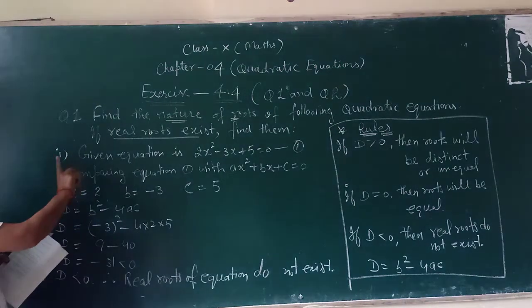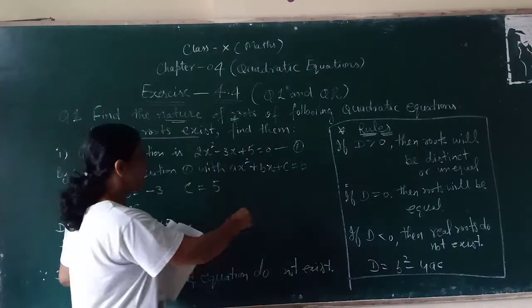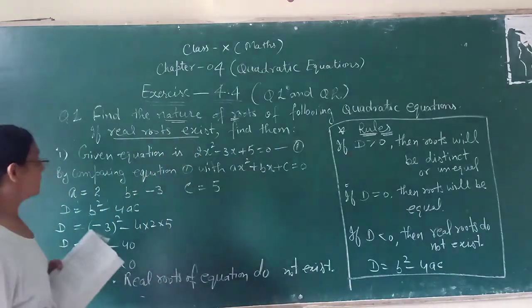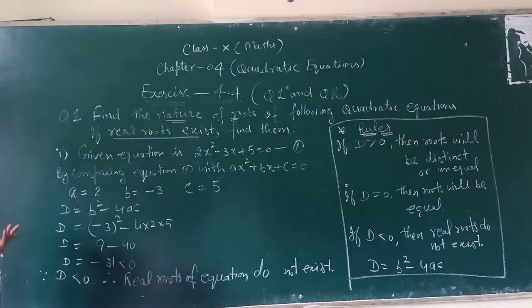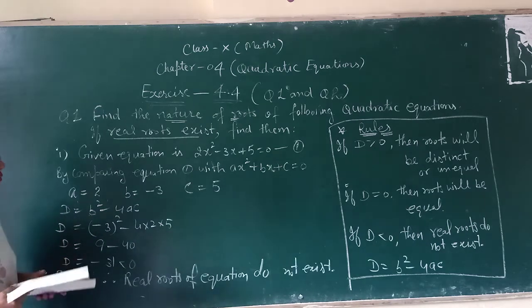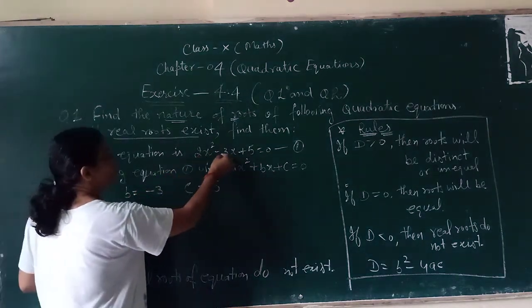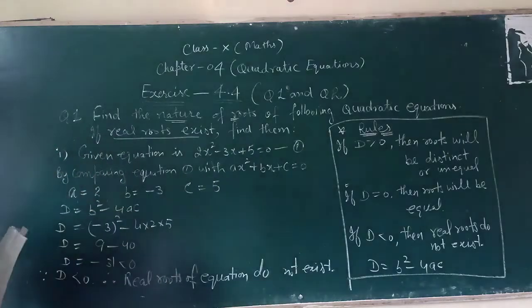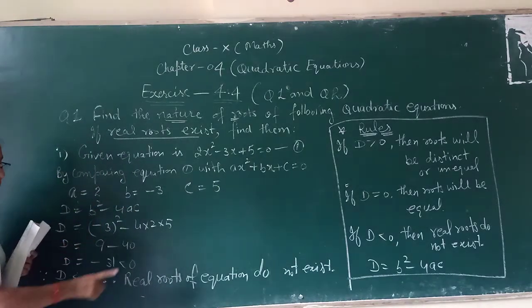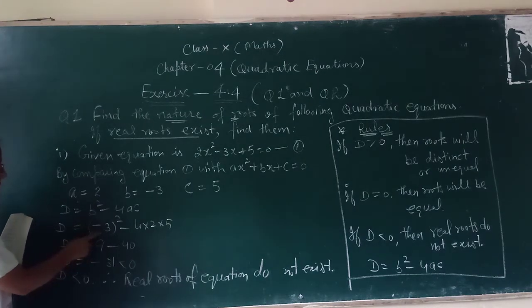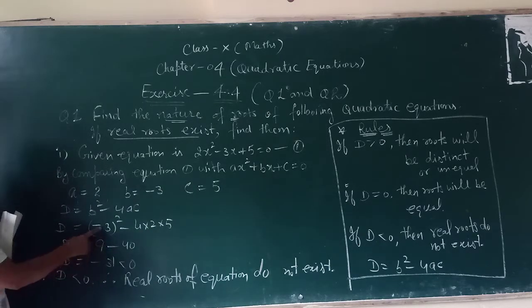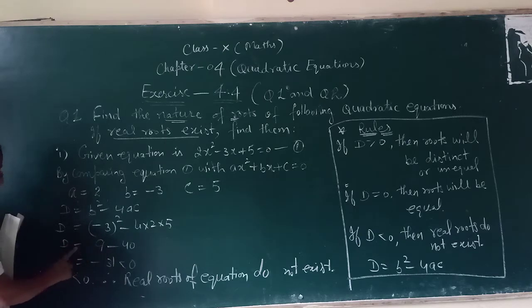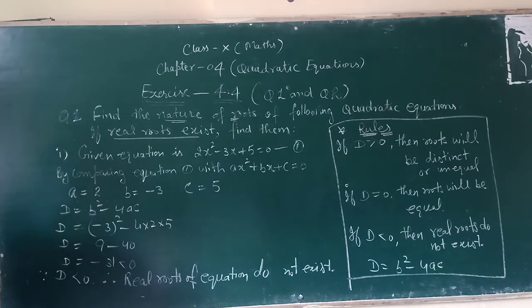So in the first question, first part, the equation is given: 2x square minus 3x plus 5 is equal to 0. By comparing the equation with ax square plus bx plus c, the same concept as 4.3, we get a is 2, b is minus 3 and c is 5. Then we calculate D, b square minus 4ac. D is (minus 3) square minus 4 into 2 into 5. Sometimes students write this without brackets. That will be wrong. You have to write it in brackets. The square of minus 3 becomes positive, that means 9. 9 minus 40, and you get minus 31.